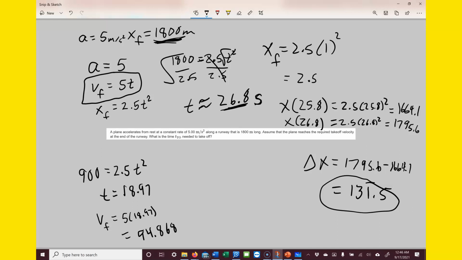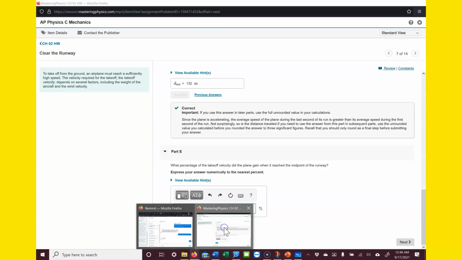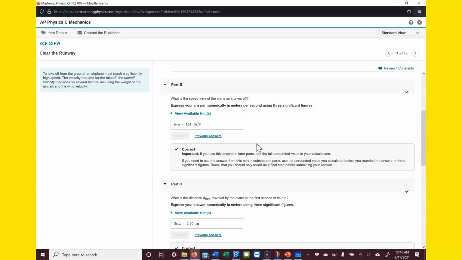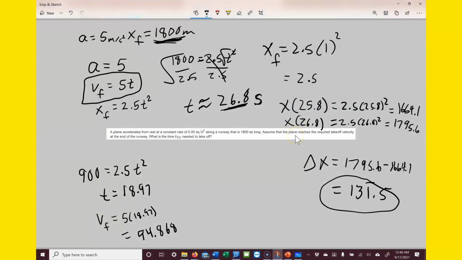Okay, at the end of the runway, what was its velocity? Did we already answer that? I thought it was 134 point something. Let me just go back and remember if we already answered that. Yeah, we answered that in Part B. The final takeoff velocity was 134. So V takeoff was 134.